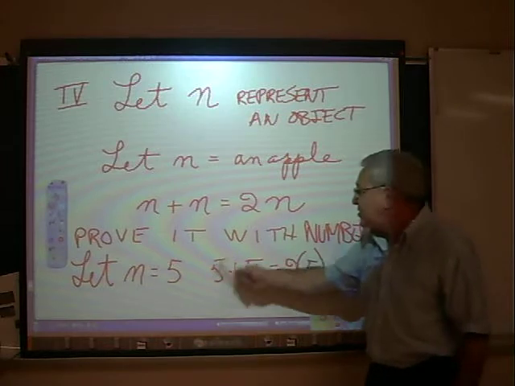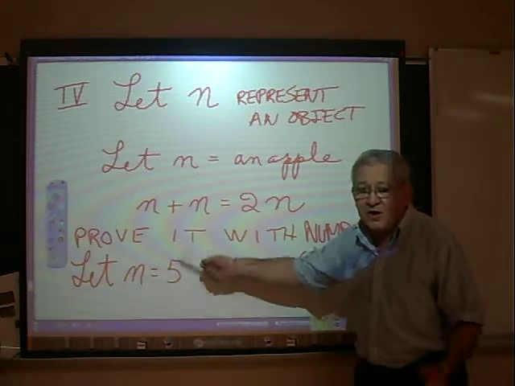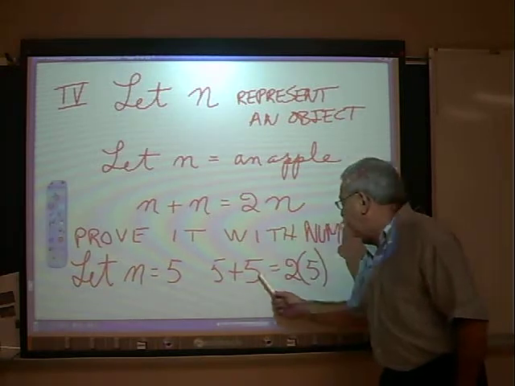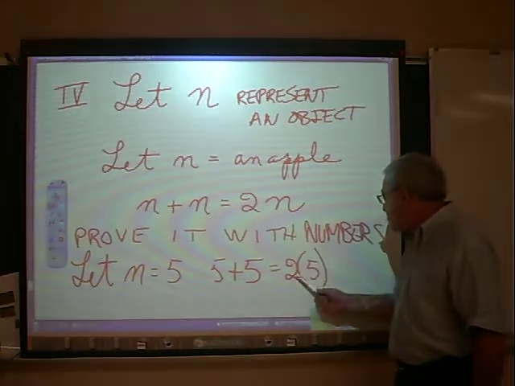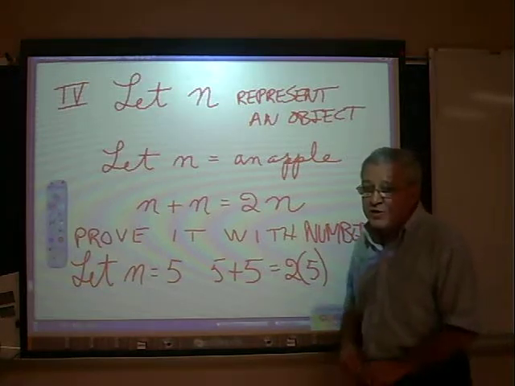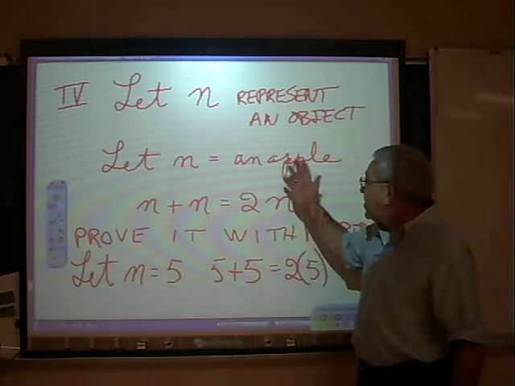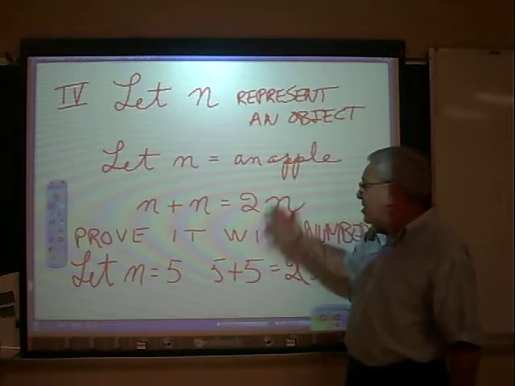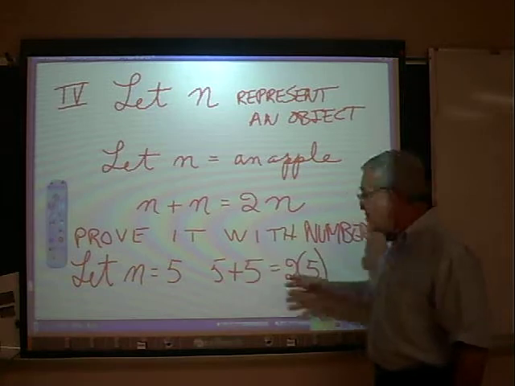So say, for instance, we let n be 5. We don't know what it is, but say it's 5. So 5 plus 5 is 2 times 5. Well, 10 is the same as 10, so we proved it using numbers. So we think about it using objects if we're adding or subtracting expressions, and we prove it with numbers.